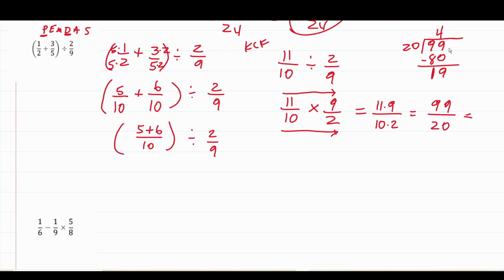So we have enough to write our mixed number. This 4 is going to be our whole number. This 19 is going to be our numerator. And this 20 is going to be our denominator. So in other words, 1 half plus 3/5 in parentheses divided by 2 ninths is 4 and 19 over 20. Okay, so that's that one.